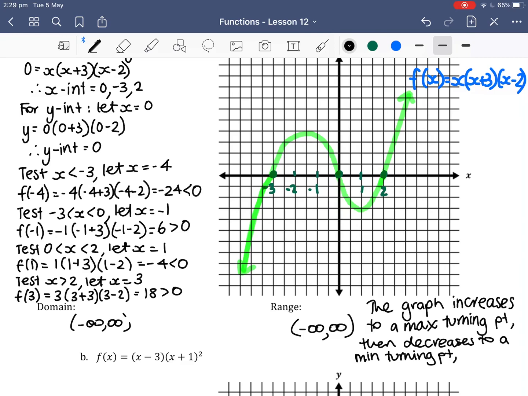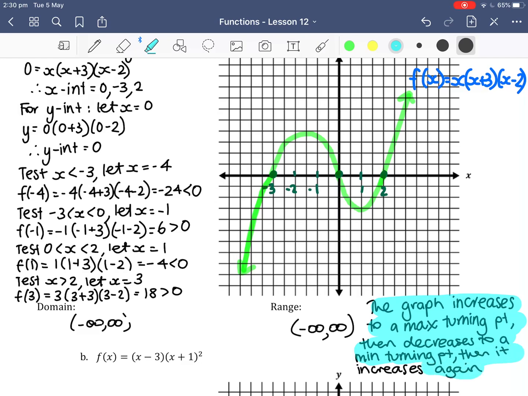And then it increases again. So that is how we describe our graph. So it increases to a max, then it decreases to a minimum turning point, and then it increases again. So that's where our max is there and our minimum is that point there.